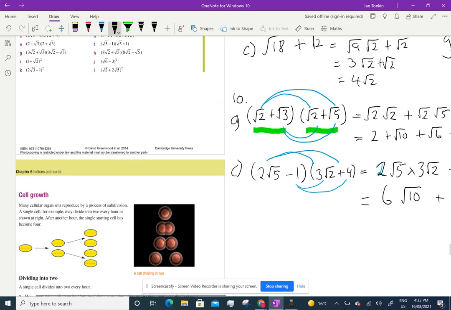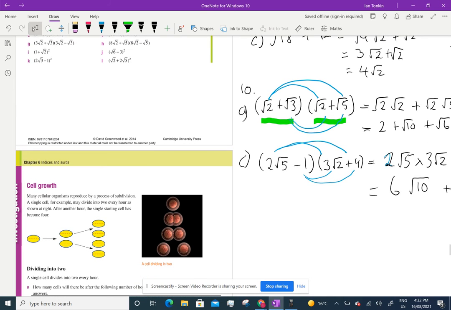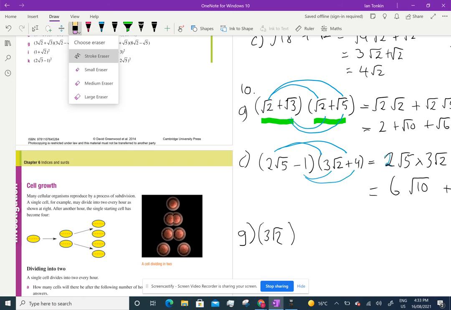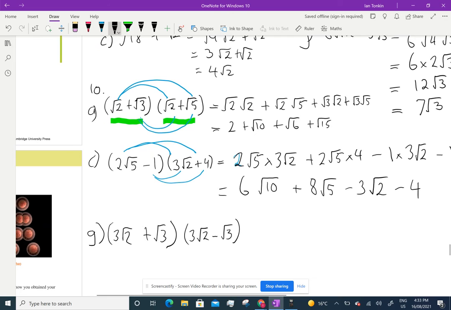Got to be careful. G. Oh, G is going to be interesting. So G, what have I got? 3 root 2 plus root 3 times 3 root 2 minus root 3. All right, this will be interesting. You're going to learn about this next year.